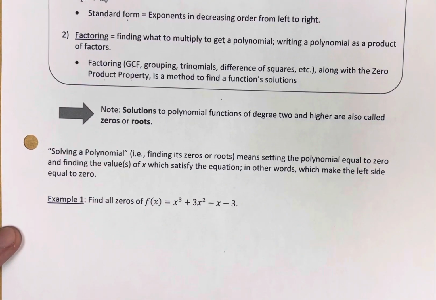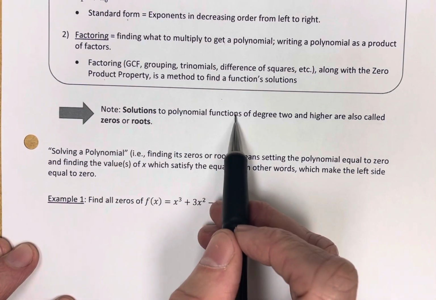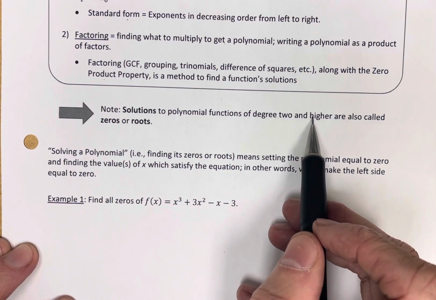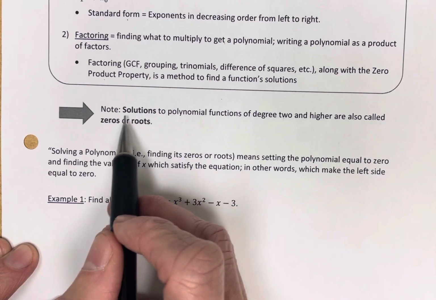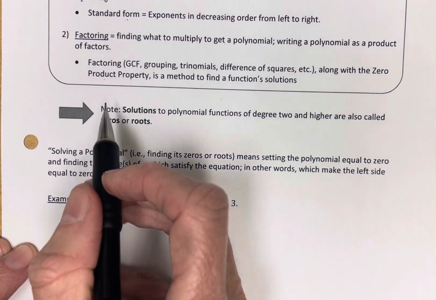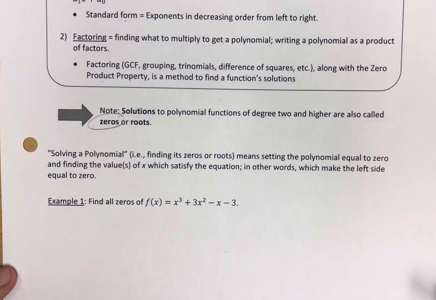So we're going to find solutions, which are also called zeros. Let's note that: solutions to polynomial functions of degree 2 and higher are also called zeros or roots. So all three of these words have similar meaning. More often than not, we're going to call them zeros, but they're also called solutions and they're also called roots.